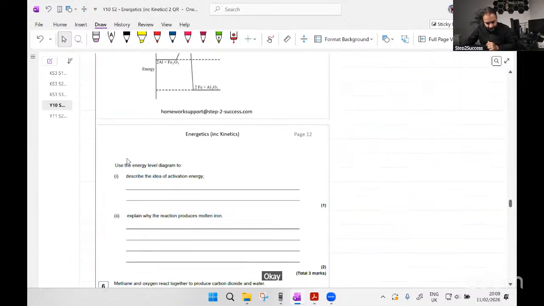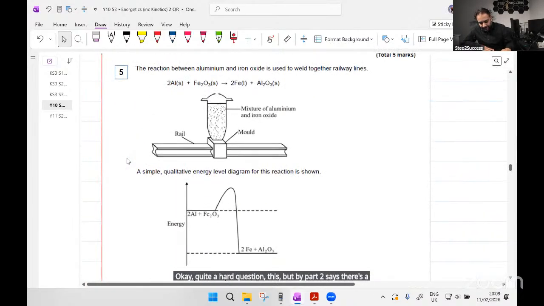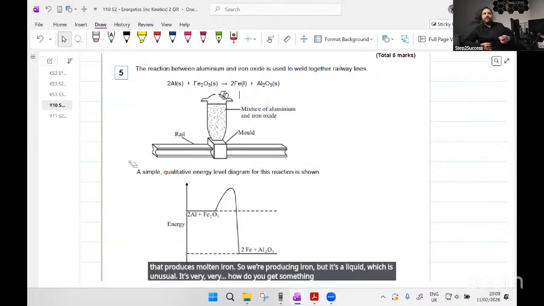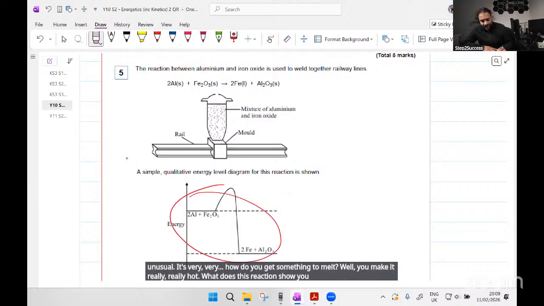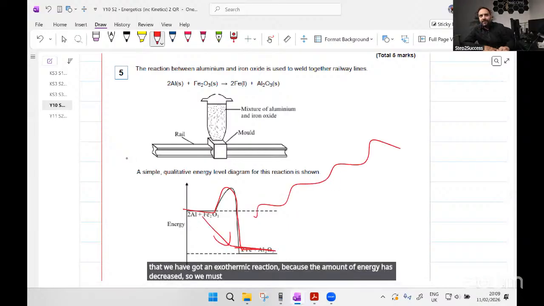Okay, quite a hard question this, but part 2 says there's a reaction here that produces molten iron. So we're producing iron, but it's a liquid, which is unusual. How do you get something to melt? Well, you make it really, really hot. What does this reaction show you? It shows you that we have got an exothermic reaction because the amount of energy has decreased, so we must have lost energy to the surroundings.